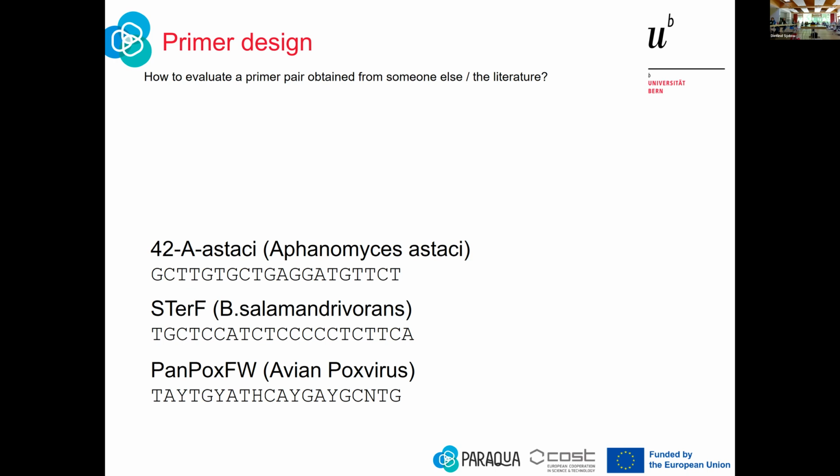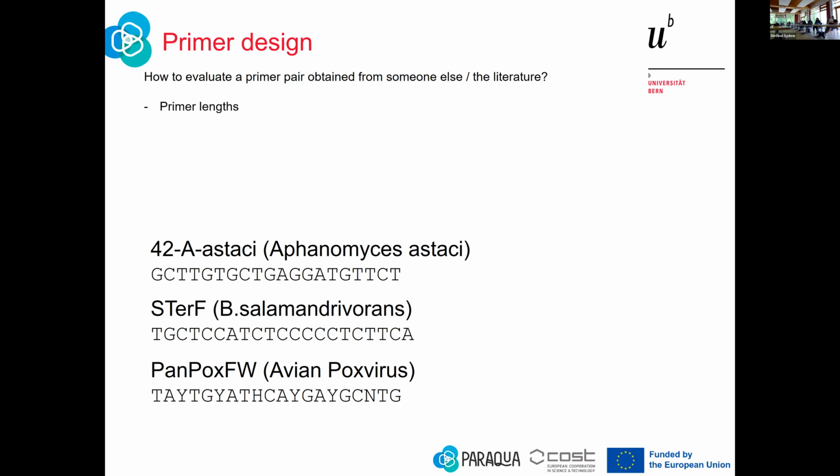So these are 3 primers that are in use at our institute. You see, one is Aphanomyces, one is Pisal, and then an avian pox virus. Most of you will not design your own primers, but you will read papers and you will want to know whether these primers are already good, or you have 3 primers from the literature, you have to decide which ones do I want to use. And so I'll go through some quality considerations with you now.